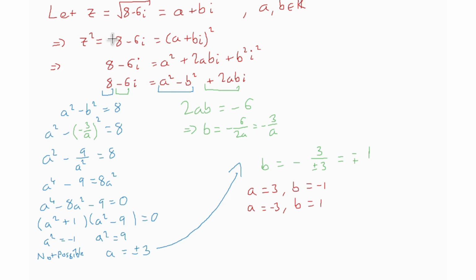But what's our actual values then? Because we were actually trying to find what the square root of 8 minus 6i is. So the square root of 8 minus 6i is equal to, well, we said it's equal to a plus bi, so it's equal to two things. It's either equal to 3 minus 1i, so 3 minus i, or minus 3 plus i. Two possible answers for the square root of this complex number, 3 minus i or minus 3 plus i.